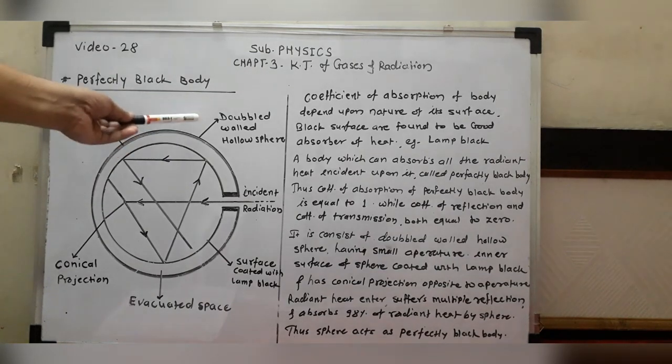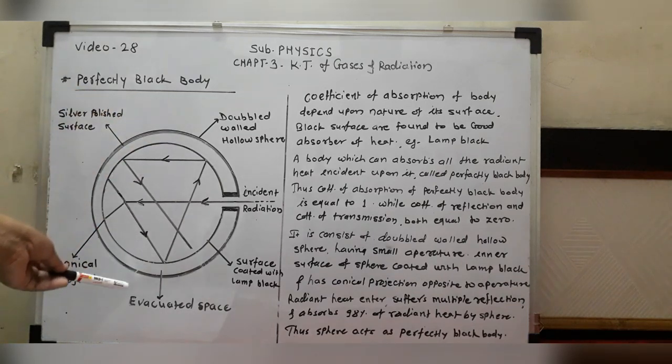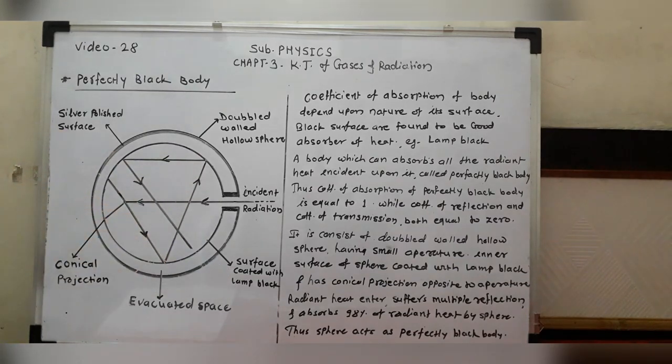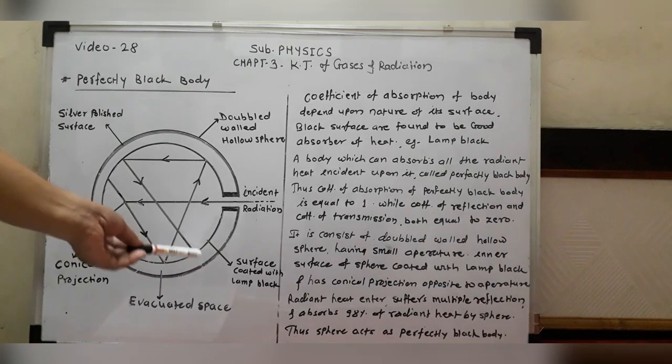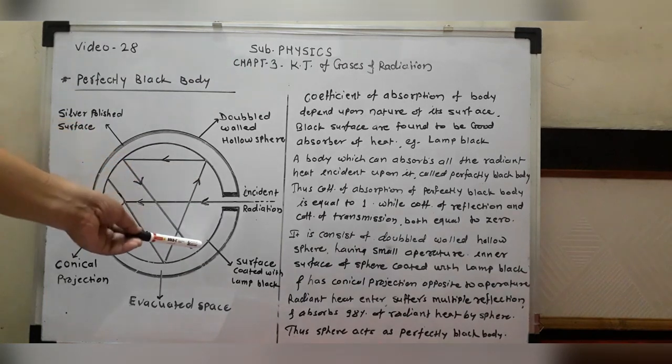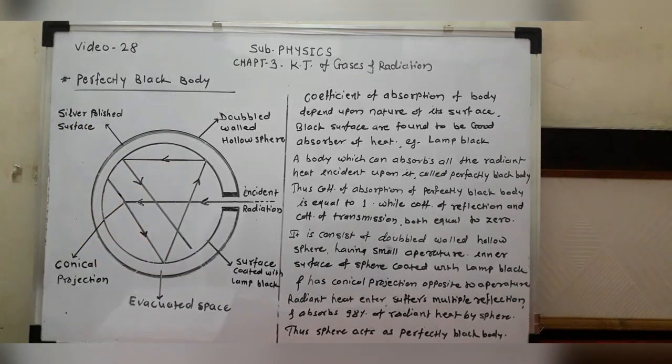Then in this double walled sphere, the space in between is an evacuated space. The inner surface of this hollow walled sphere is coated with lamp black. You know that lamp black can absorb more than 98% of the radiant heat. This lamp black is coated on the inner surface of the double walled hollow sphere, and the outer surface is coated with a silver polished surface, as shown in the figure.